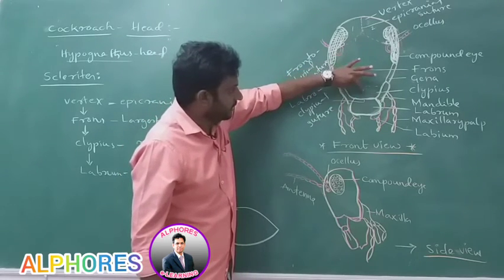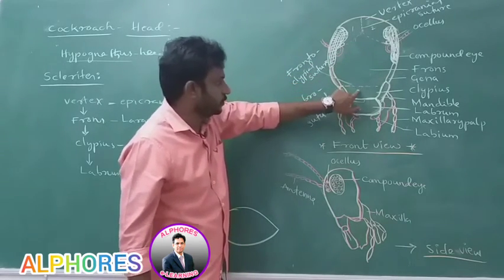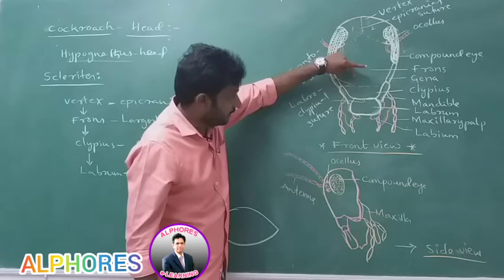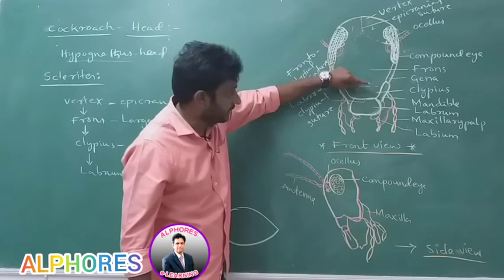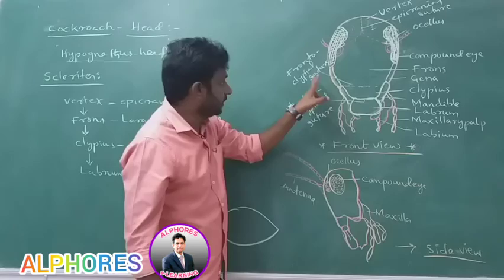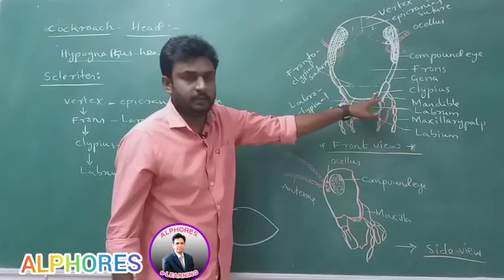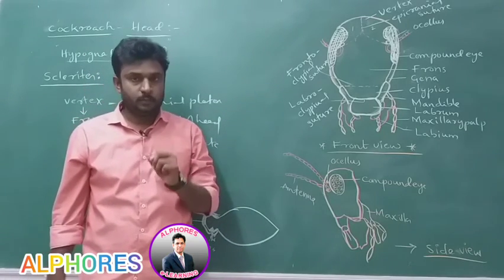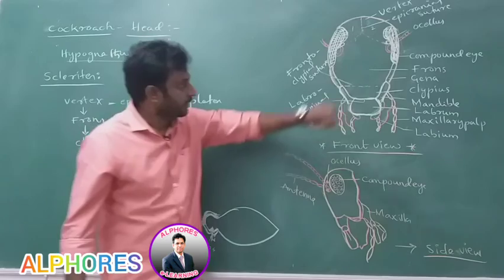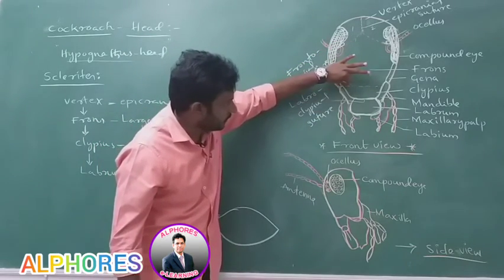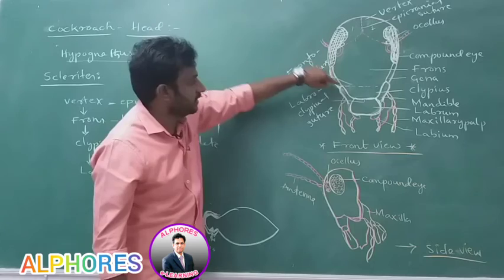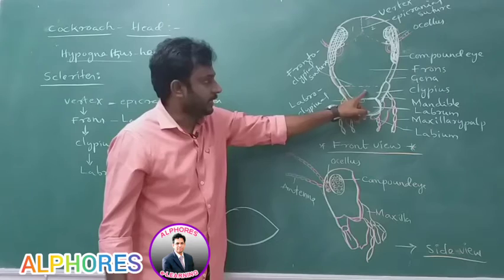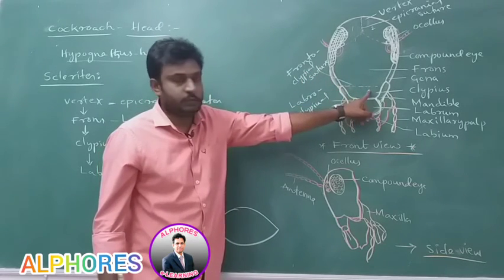Between the frons and clypeus there is a suture which is called frontoclypeal suture. What is the meaning of suture? A suture is an immovable joint which connects two segments. Frons and clypeus are connected by a suture called frontoclypeal suture.